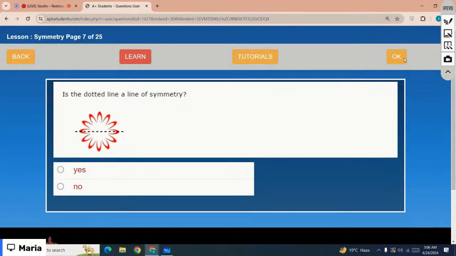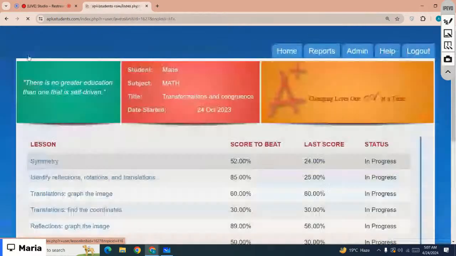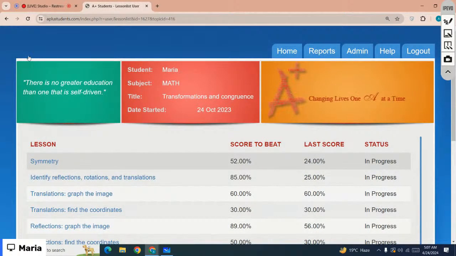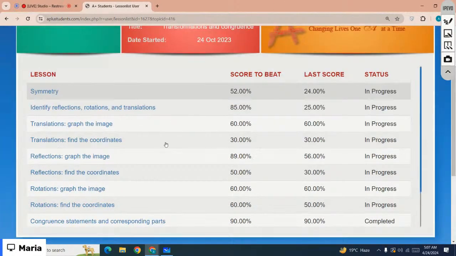You can complete the lesson by yourself later today. Let me move on to the next lesson, because this is so easy, isn't it? The next lesson is identify reflections, rotations, and translations. Let's start with the next lesson.